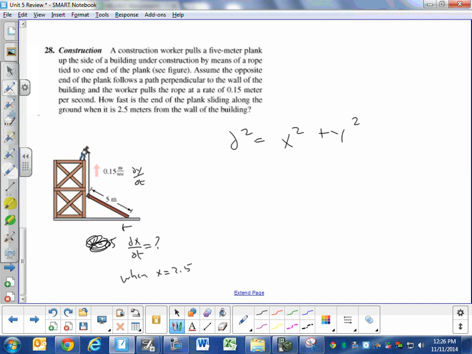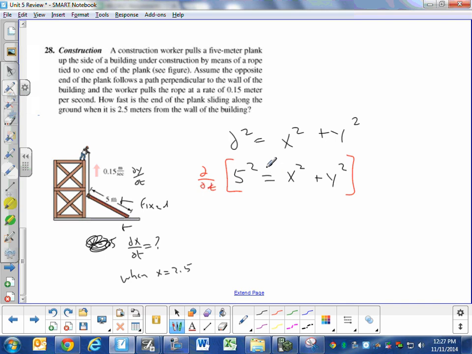Exactly. That plank length is fixed. It's not going to change. Since it's fixed, you can plug it into your original equation and just deal with this. So 25 is equal to x squared plus y squared. Now that we have something simpler, we will take the derivative with respect to t.